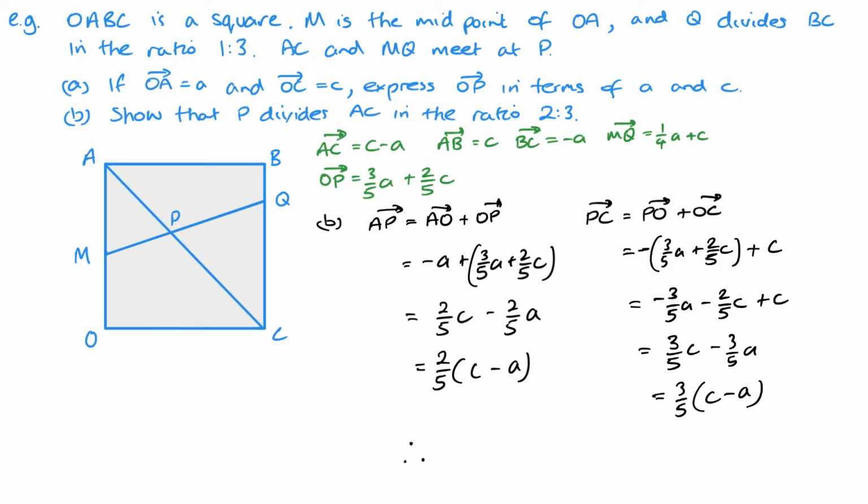So therefore the vector AP in the ratio with PC is in the ratio 2 to 3 as required. Okay, very straightforward, hopefully. But you can see how now the factorizing is what makes sense. So I don't tend to leave my answers like this, as often in other parts of the question you need it in its factorized form to be able to compare nicely.